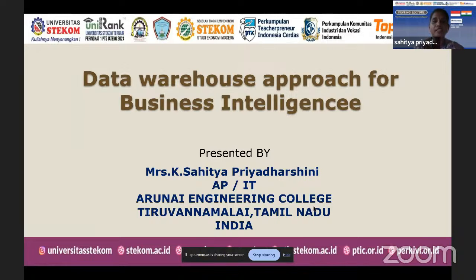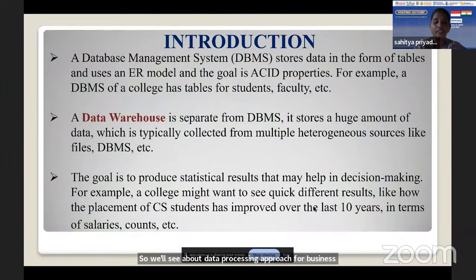So we'll see about the data warehousing approach for business intelligence. Before knowing about data warehousing, we should know what is data, what is a database, what is a database management system. Then we can go for what is data warehousing. What is data? Generally, we know about that. Data are collections of discrete or continuous values that convey information. Using that information, we are going to store it in the database. Then what is the definition of a database? A database we can say is an organized structure of data.